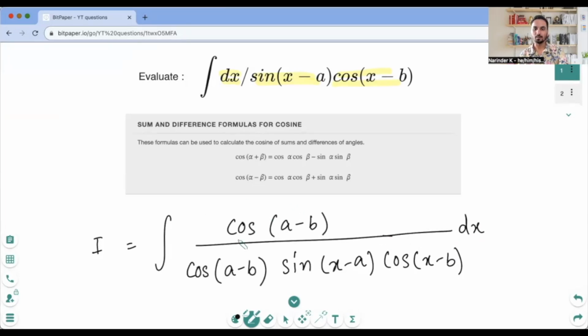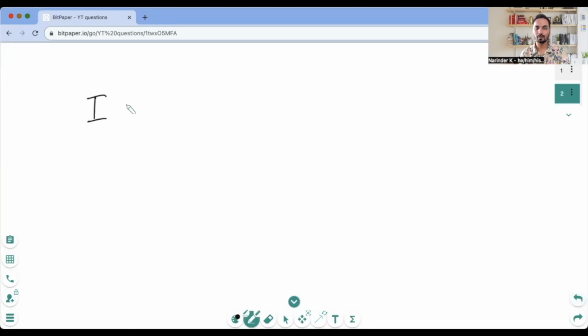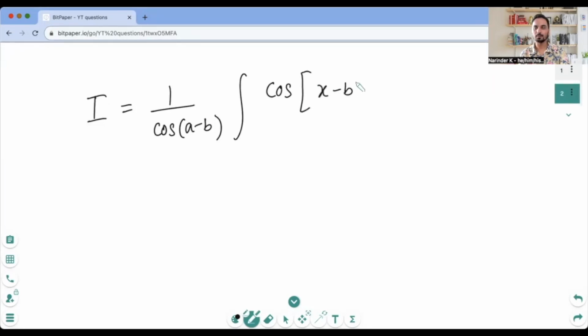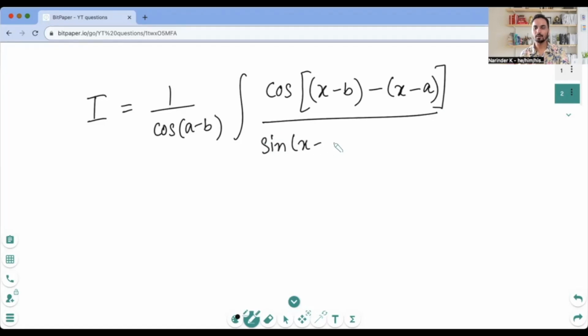dx. Now, the next step is to write this numerator cos(a minus b) in the form of x minus a and x minus b. So we'll try to write a minus b in the form of x minus a and x minus b. In order to do that, we can write the given integral as 1 over cos(a minus b), and the numerator can be written as cos((x minus b) minus (x minus a)) divided by sin(x minus a) times cos(x minus b) dx.